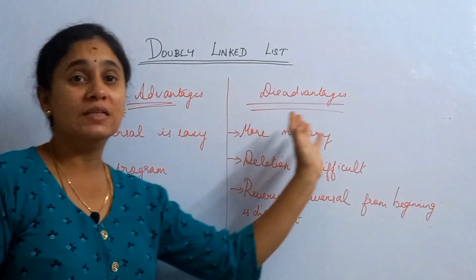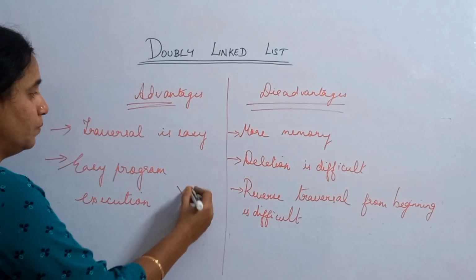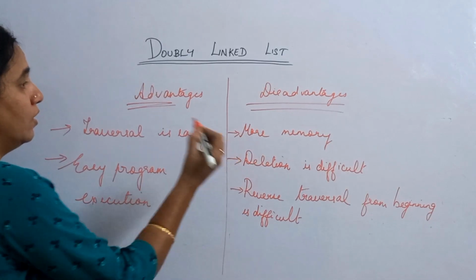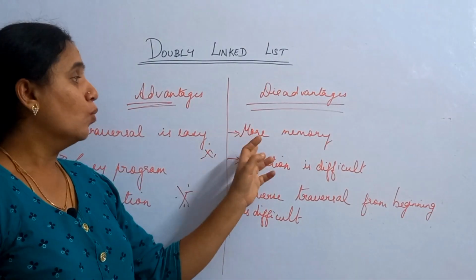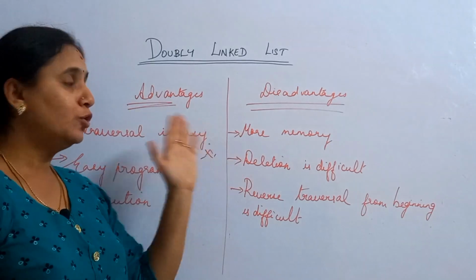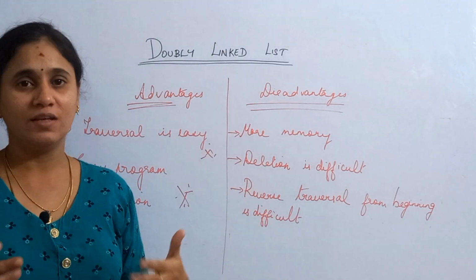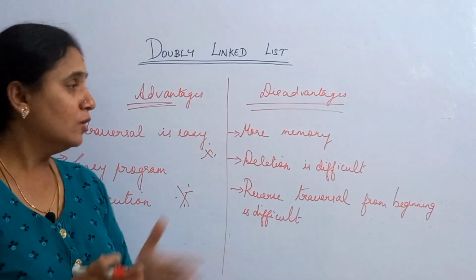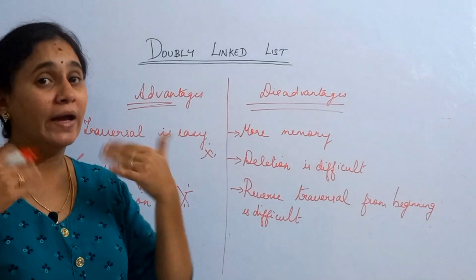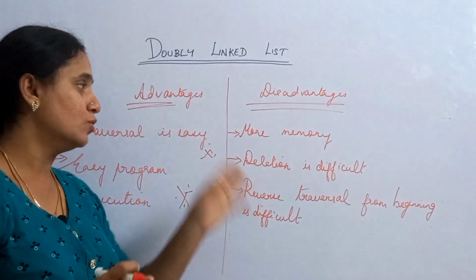So next, the disadvantage. This they may ask you, make a note. The disadvantage is more memory. It is going to occupy more memory space because an enormous number of pointers are getting stored in the memory. Because of this we need higher memory areas for storing those pointers.